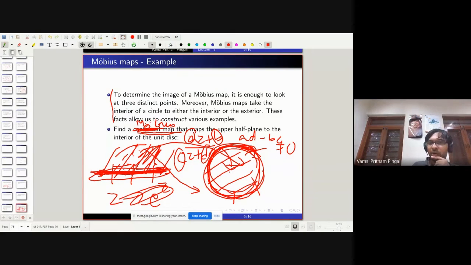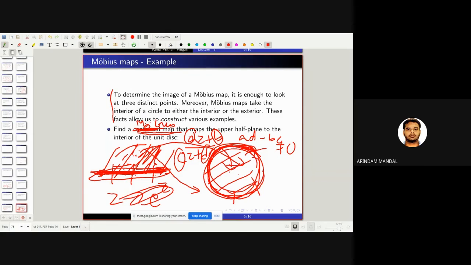But there is a small problem, no? 3 points uniquely determine a Mobius map already. So if you choose 3 points and make them go to 3 other points, you've already fixed the Mobius map. So as someone just pointed out, you can verify whether this goes inside or outside by taking a point here and seeing where it goes. But the problem is, what if it goes outside? You're in trouble, right? Then what will you do?